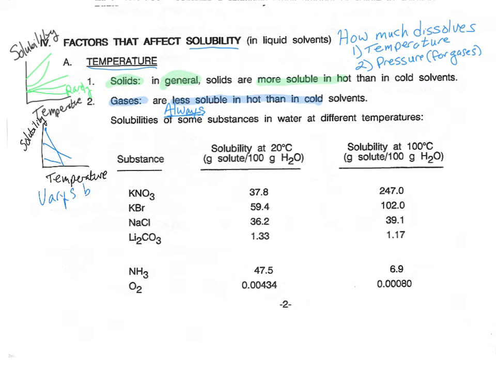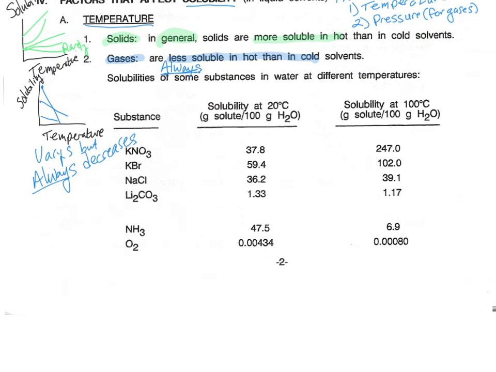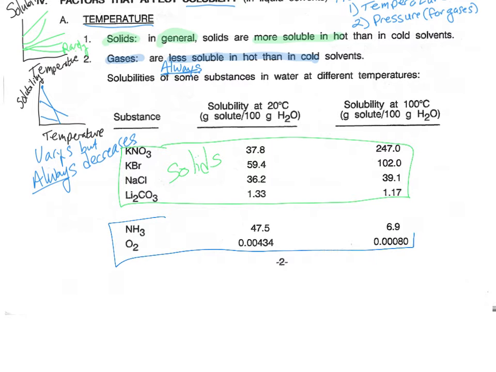So again, this will vary for both the solids and the gases. The amount of solubility varies, but for solids it generally becomes more soluble. For gases it becomes less soluble as the temperature increases. The first four examples we see here are all solids, and so you can see that their solubilities are increasing. The last two are gases, and you can see that their solubilities are decreasing.